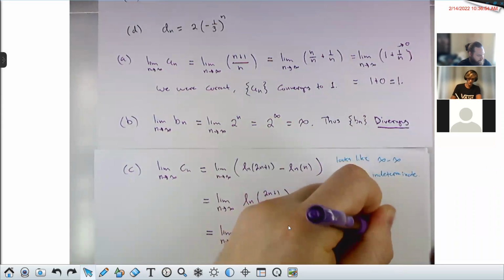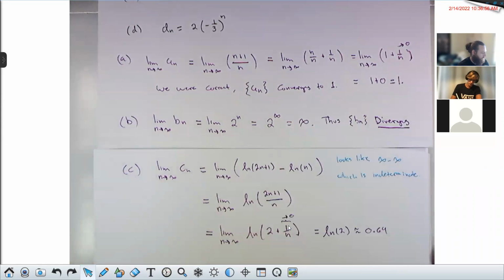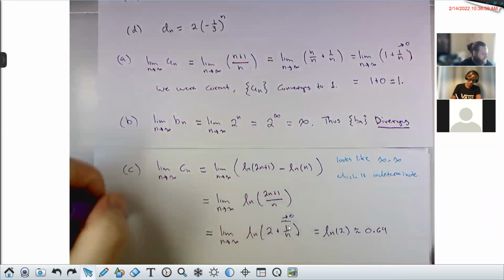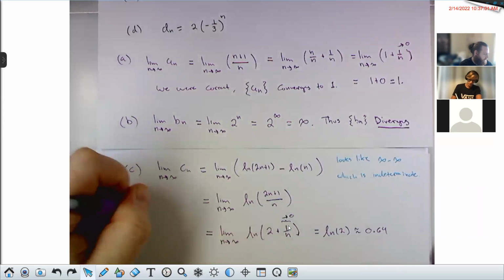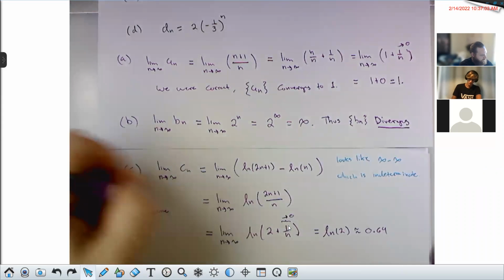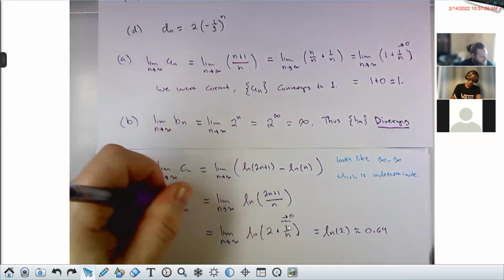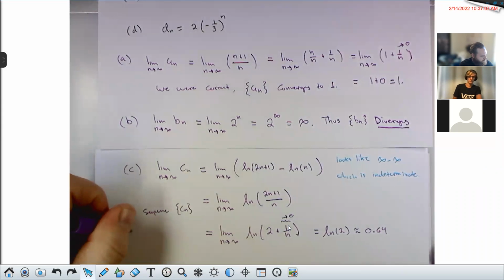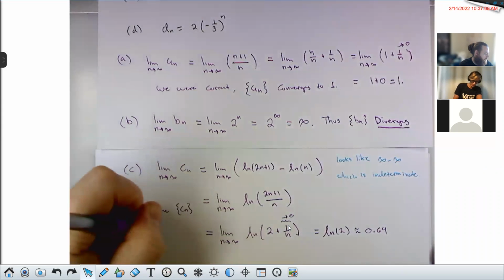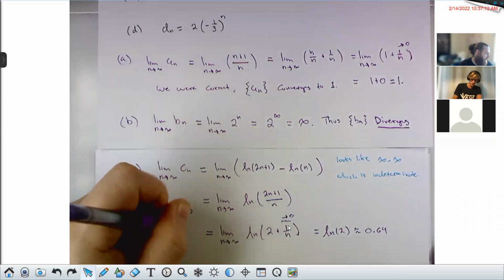It is finite. It's about 0.69. So the sequence Cn converges to the value ln of 2.